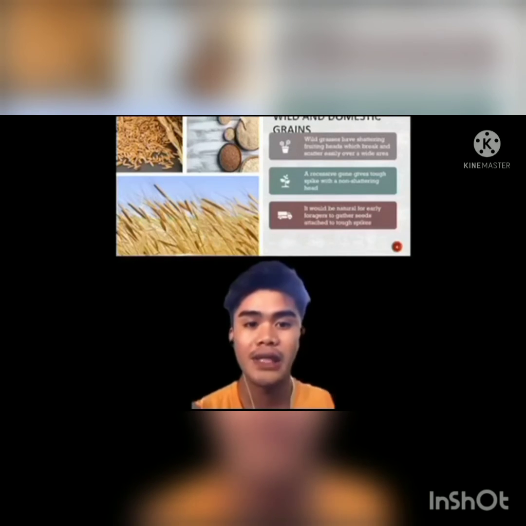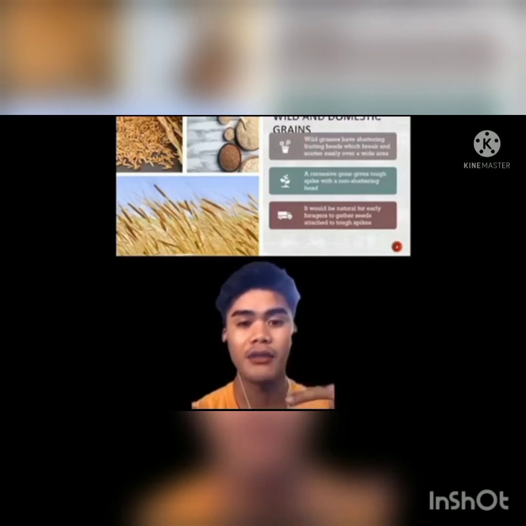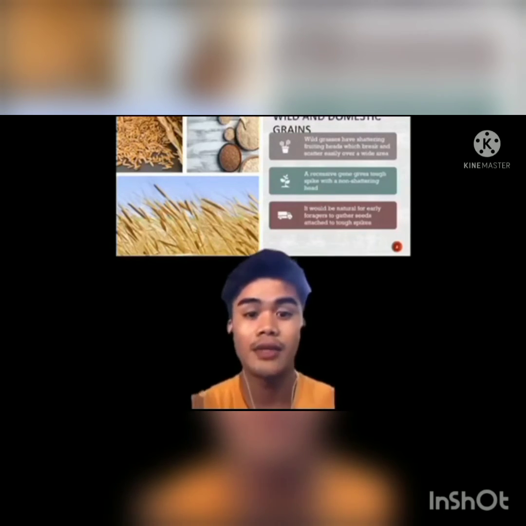So there is a recessive gene that gives a top spike with a non-shattering head, and it would be natural for early foragers, the ones who search for food or provisions, to gather seeds attached to those top spikes.